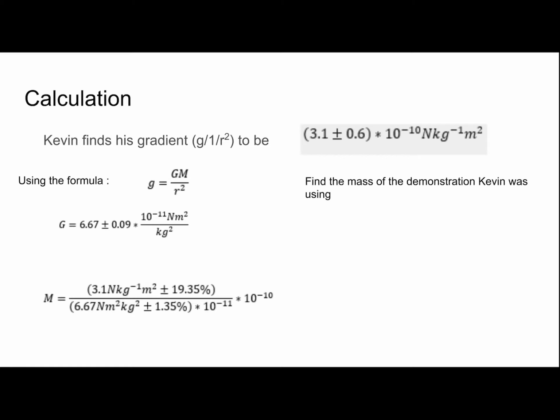Right, so in this case, we can just divide the values and then add the percentage uncertainties. So mass becomes 4.65 plus or minus 0.96 kilograms. And if we round the absolute uncertainty to 1 SF, we'll get 1, and we need to round the actual value to the ones column as well. It becomes 5 plus or minus 1 kilogram.